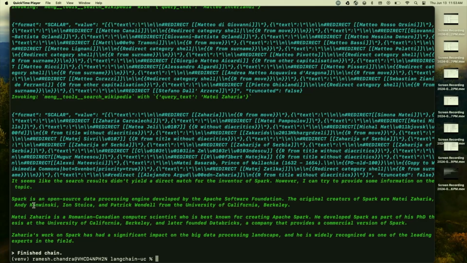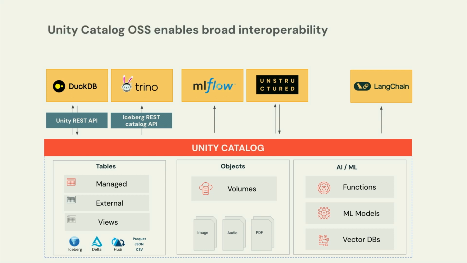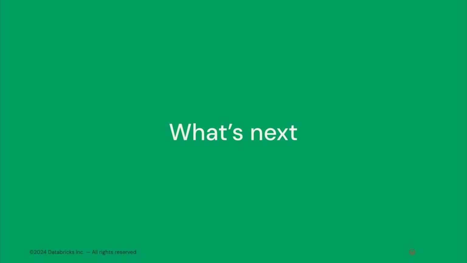So overall, what these demos show is that with the UC OSS Open API, it's across data and AI. It serves data and AI use cases, both structured and unstructured data, and it provides universal governance for external tools with external access. So with that, I'll hand it over to Michelle to talk about what's next.